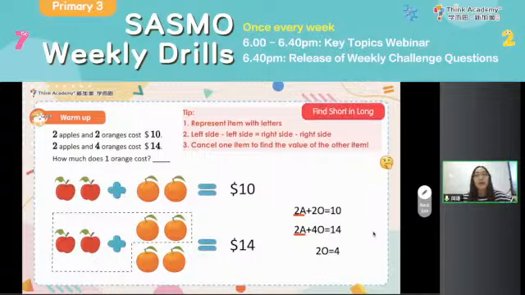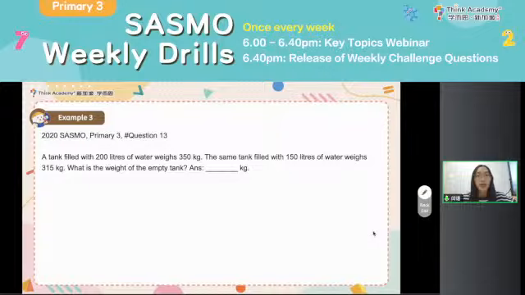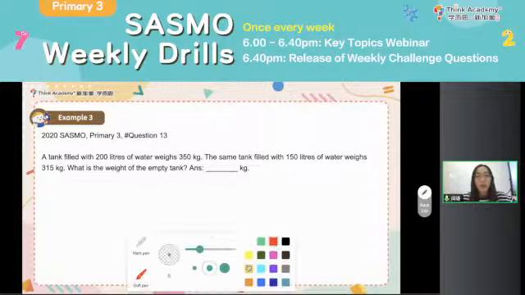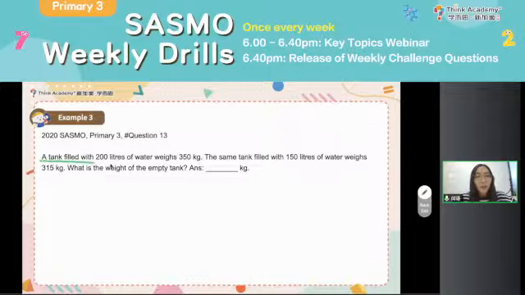Okay. So following this, move on to example 3 in your book. This is also question 13 in the 2020 SASMO paper. Let me read the question for you. A tank filled with 200 liters of water weighs 350 kilograms. So here, everyone, read the first sentence again. A tank filled with 200 liters of water weighs 350 kilograms.